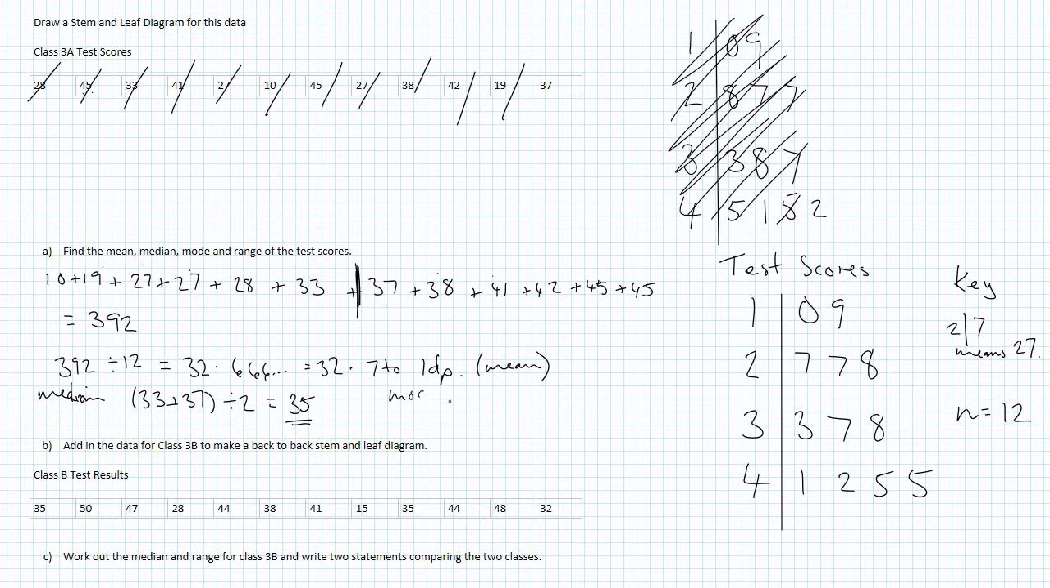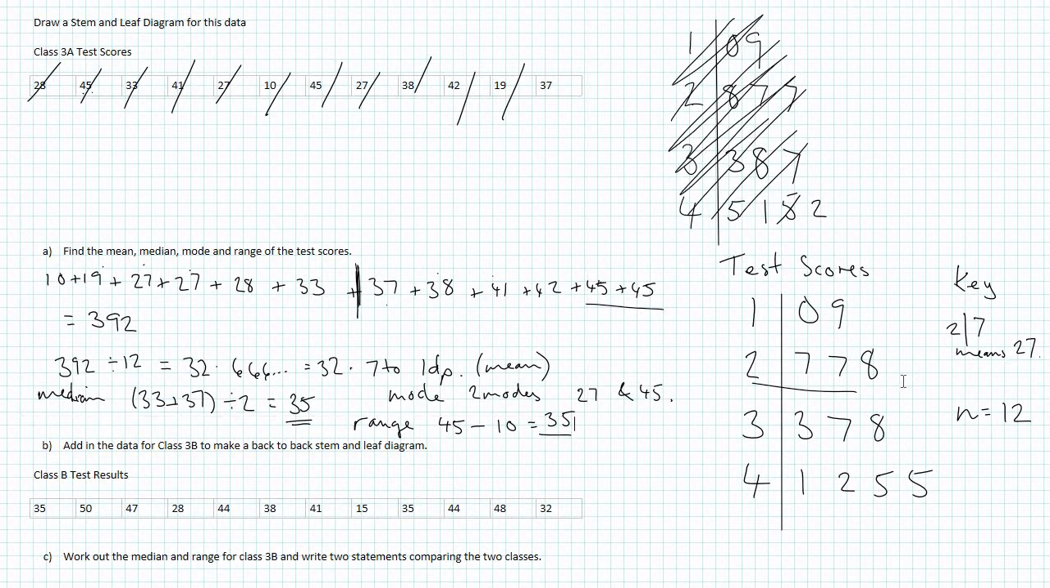The mode is the one that comes up the most. Now there's only one that comes up twice, and that's 45. Oh no, 27 as well. So you could either say there's two modes, 27 and 45, or you'd be quite valid to say there's no mode. I would probably say it's bimodal data, two modes. And the range is the highest take away the lowest, remember, so 45 take away 10 is 35. That measures how spread out they are.